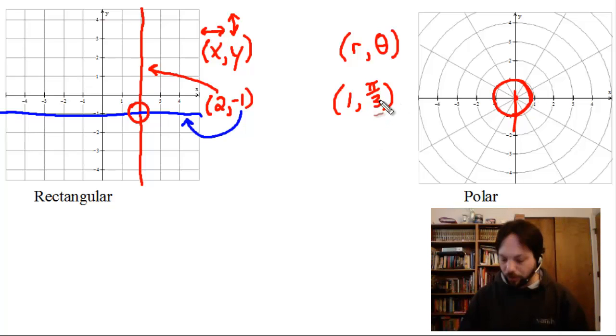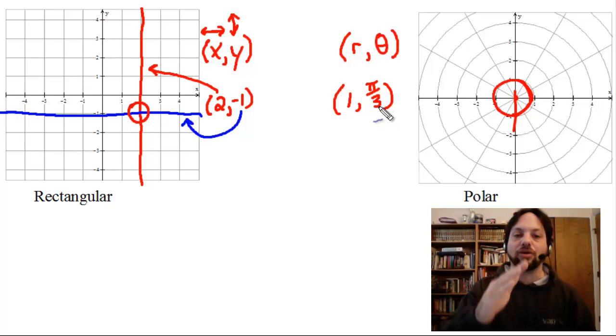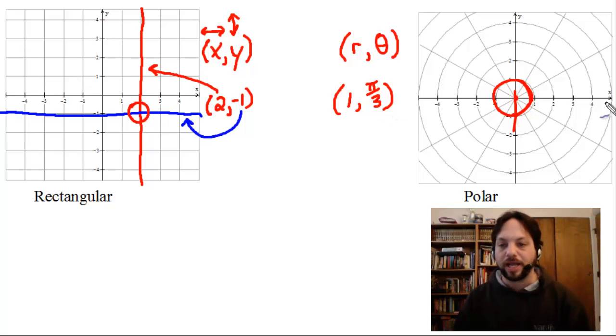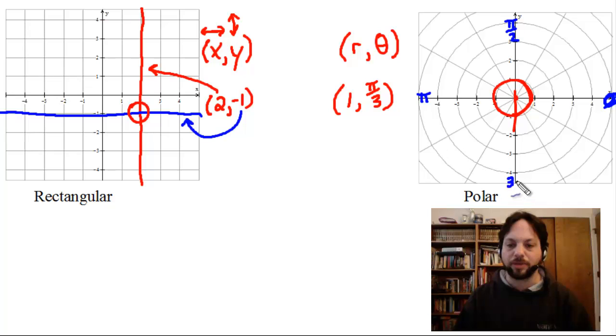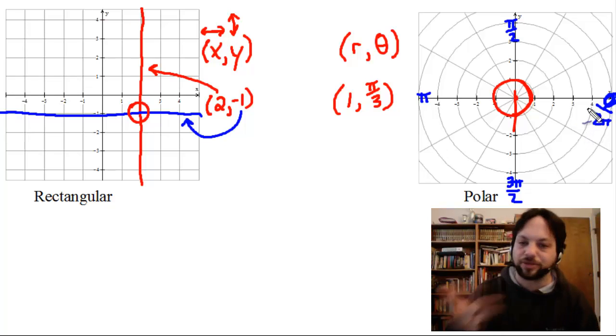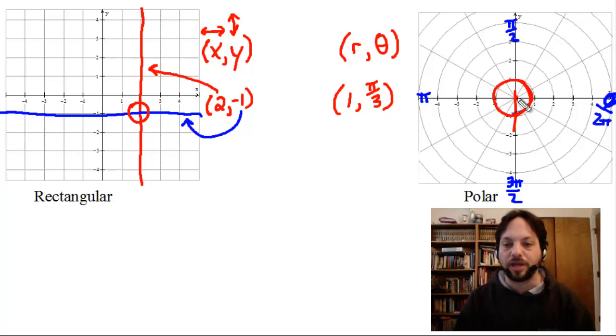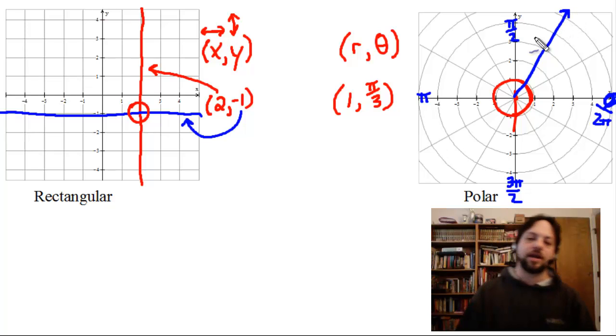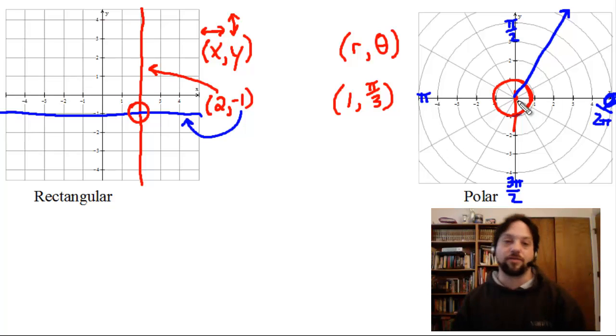Now, the pi over 3 part of this tells us at which angle we're going to have to go to find our point. Now, remember that this is always going to be 0 right here, whether it's degrees or radians. This is always going to be pi over 2. This is pi. This is 3 pi over 2. And then we come back to this, which could also be 2 pi. So, it's just like your unit circle from pre-calculus or trigonometry. Same thing. So, where is pi over 3? Pi over 3 is going to be this right here. And I'm going to draw an arrow because this ray does go out infinitely.